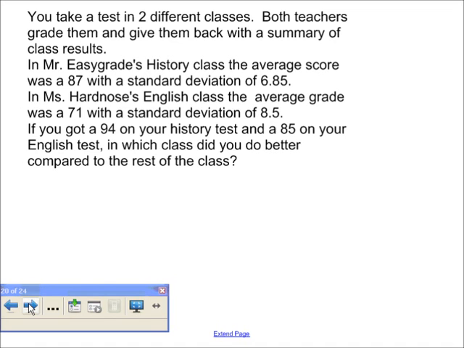So here is a scenario. You take 2 classes. You have Mr. Easy Grade for history, and you take a test in his class. And on the same day, you take a test in Miss Hard-Nose's English class. And you get back your results. So in Mr. Easy Grade's class, he actually posts the results and he says, hey, the average score was an 87.